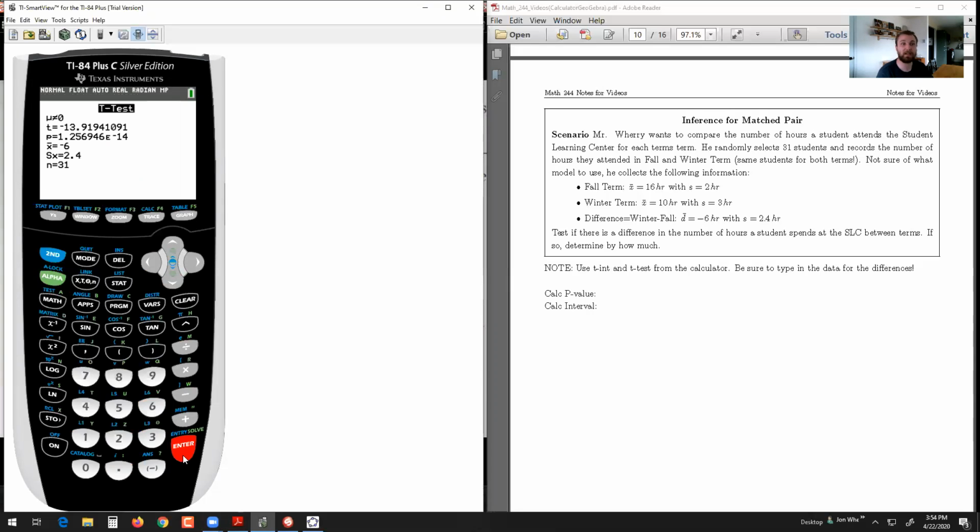This gives me that same p-value, that's that second number down, of 1.26 times 10 to the negative 14. So that's 13 zeros and then a 1. This is a ridiculously small p-value.